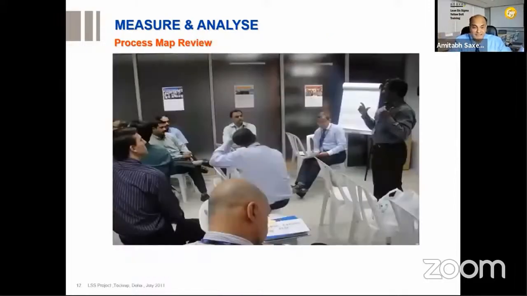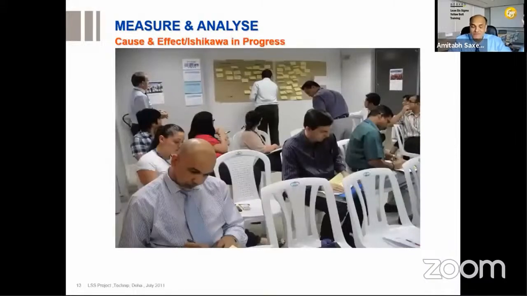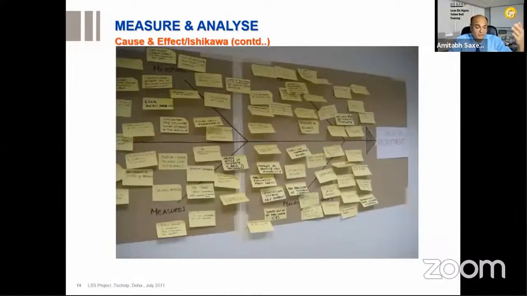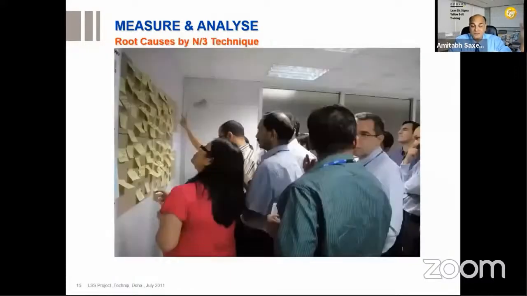Then, of course, cause and effect diagram. Get hold of people and ask them, okay, what are the causes. They write down on a piece of sheet, and then we put it on sticky notes, or we put it on man, machine, material, method. I will show you the video after 10 minutes. Just wait for that. Let me finish the regular session.